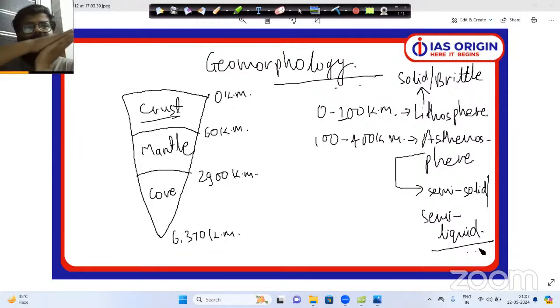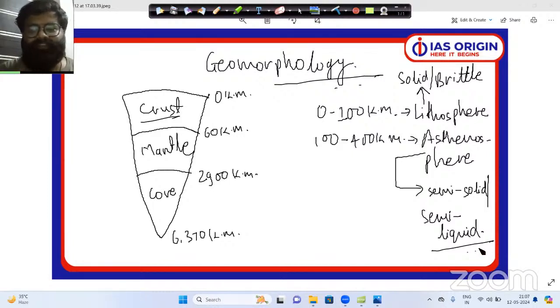That means this particular lithosphere will be floating over the asthenosphere. Now please understand, whenever we are walking on the road, we do not slip. Why? Because the road which we are walking on is also solid and brittle, and our legs are also solid and brittle. So there is basically frictional force between both of the solid plates. There is friction, that's why we don't slip.